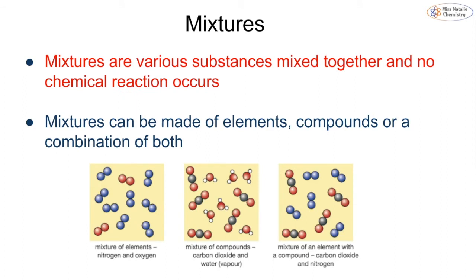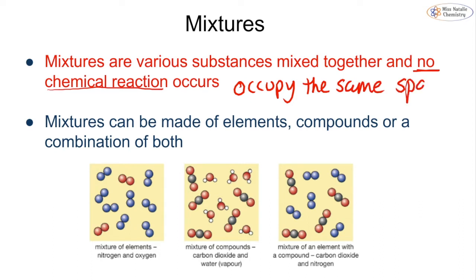Mixtures, however, are slightly different. This is where we have various substances mixed together and we have no chemical reaction. So these are not chemically joined together. They simply occupy the same space. And mixtures can be made up of elements, compounds, or a combination of both.